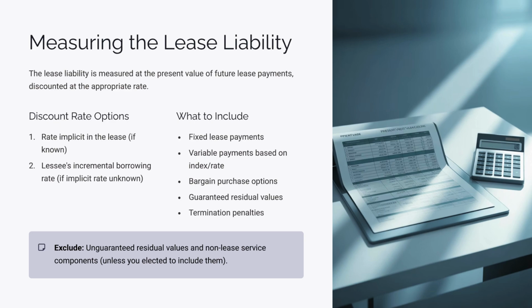The lease liability is measured at the present value of future lease payments, discounted at either the rate implicit in the lease if known, or the lessee's incremental borrowing rate if not. Now, what exactly goes into that calculation? Include fixed lease payments, variable payments based on an index or rate, bargain purchase options expected to be exercised, guaranteed residual values expected to be paid, termination penalties if applicable. Exclude unguaranteed residual values, non-lease service components, unless you elected to include them.